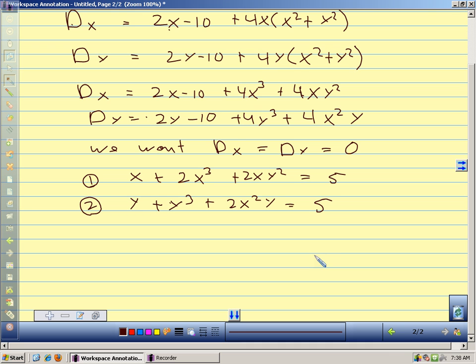So how are we going to go about solving this system of equations? Anybody have an idea? What's that? Set them equal to each other. We could do it that way. I think there's an easier way.